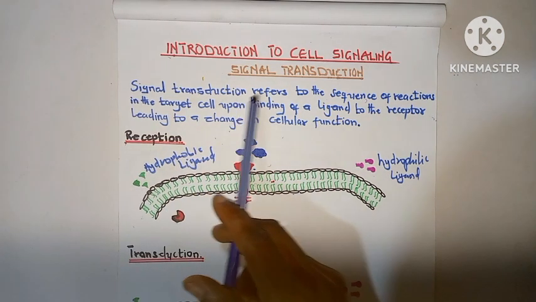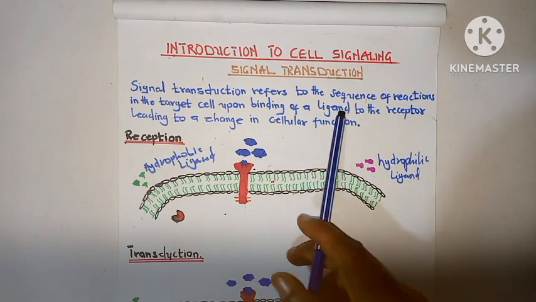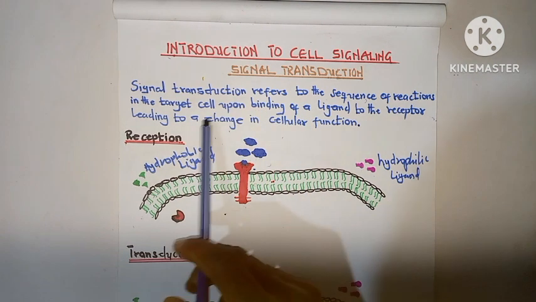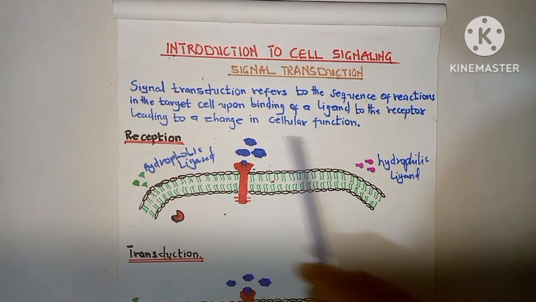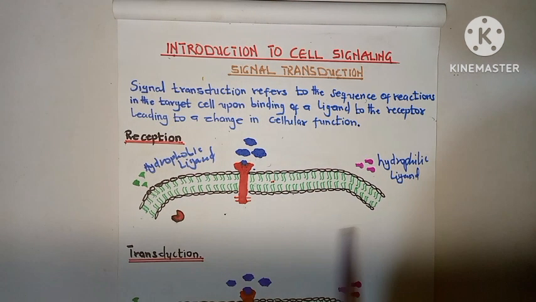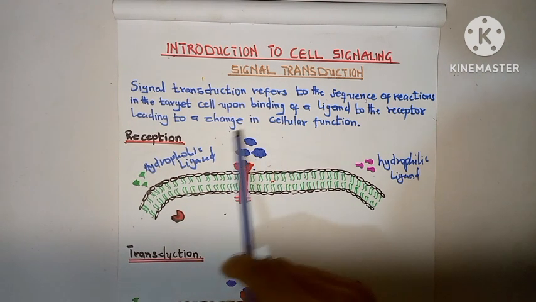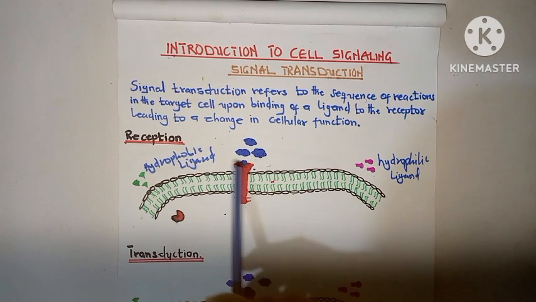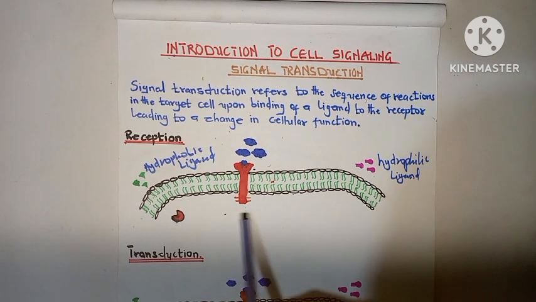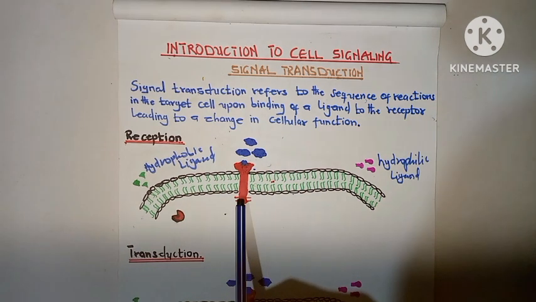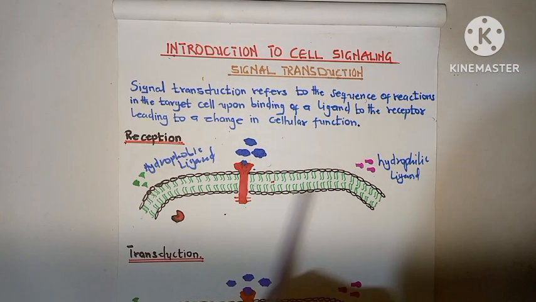So signal transduction refers to the sequence of reactions in the target cell upon binding of a ligand to the receptor, leading to a change in cellular function. Let's take for instance this diagram. This is our receptor here in red color, and our ligands here in blue color. When these ligands bind to this receptor, it causes a change in the intracellular part of the receptor, which will cause a change in the cell function.